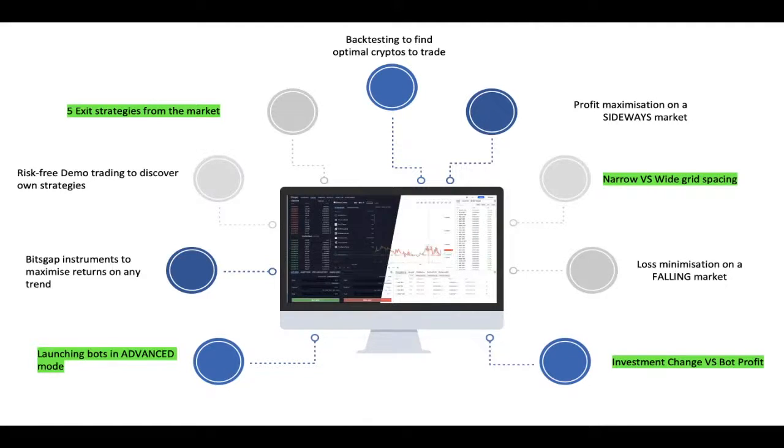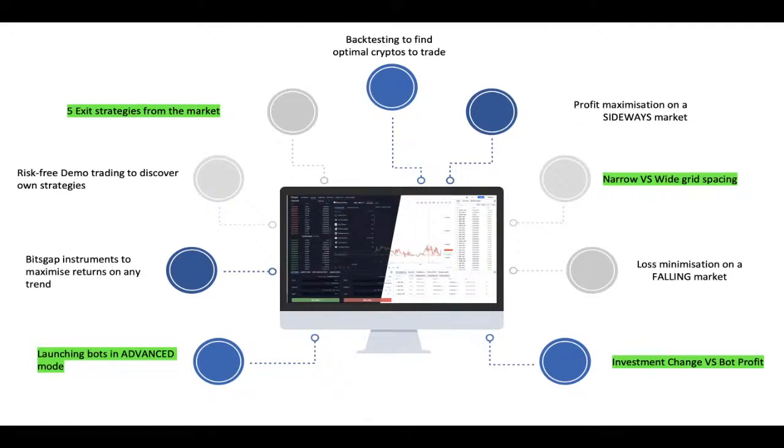So we will also talk about what is the main difference between the narrow grid spacing and wide grid spacing. For those of you who don't know what the grid spacing is all about, and what the grid levels and the grid mechanism are, don't worry, I will explain this to you in 2 minutes. So stay with me. And other topics that we will cover today include risk-free demo trading to discover and to develop your own trading strategies.